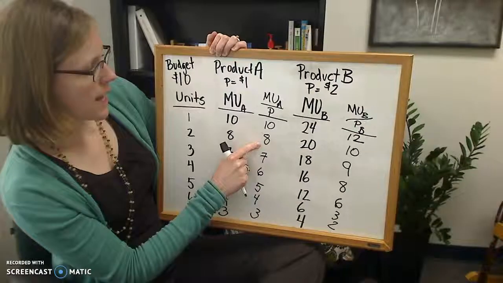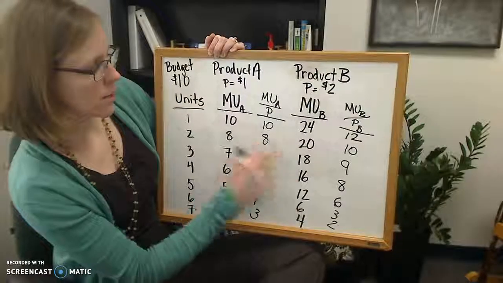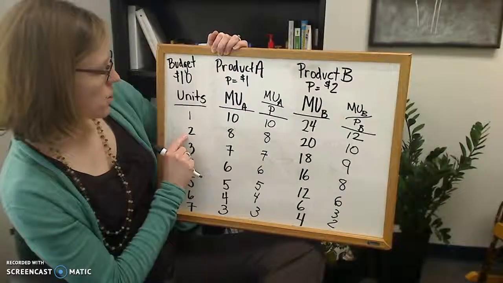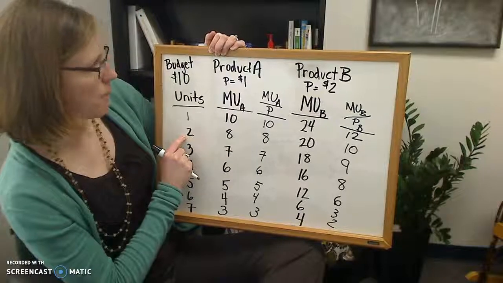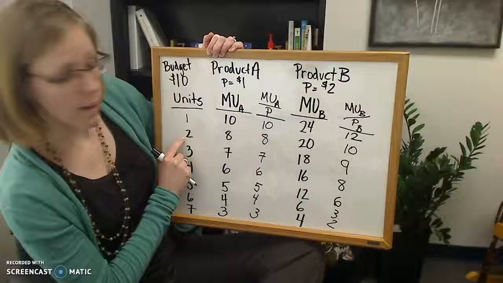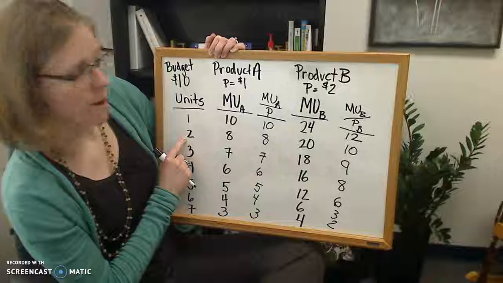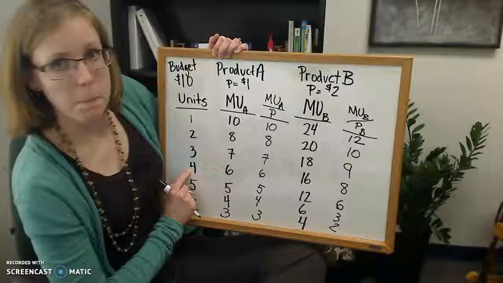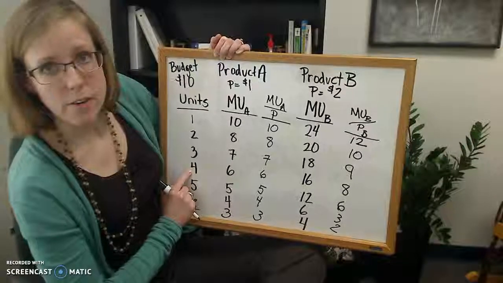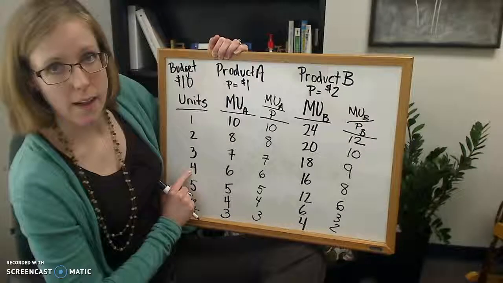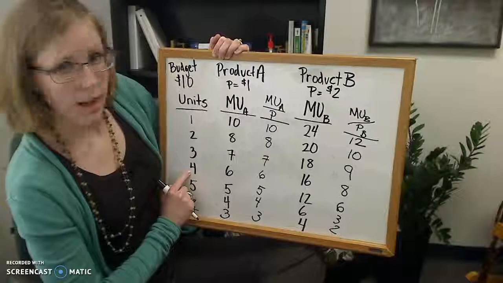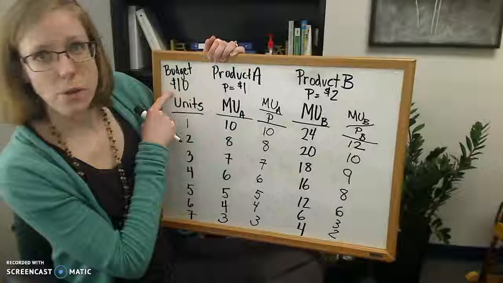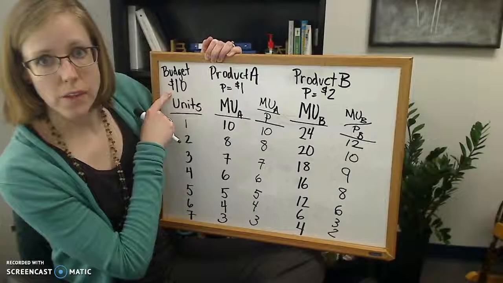Let's look at 8, where marginal utility divided by price is equal at 8. So we can buy 2 units of product A for $1 and spend $2 on product A. And we can buy 4 units of product B at $2 each, spending $8 on product B. So $8 on product B plus $2 on product A equals our budget of $10. We've spent the entire budget.